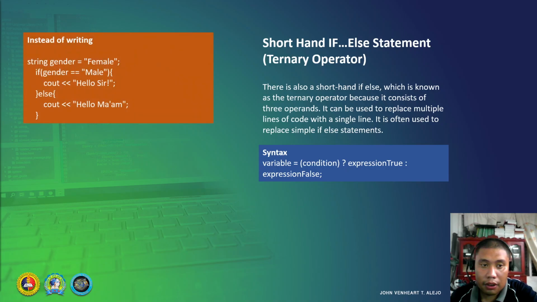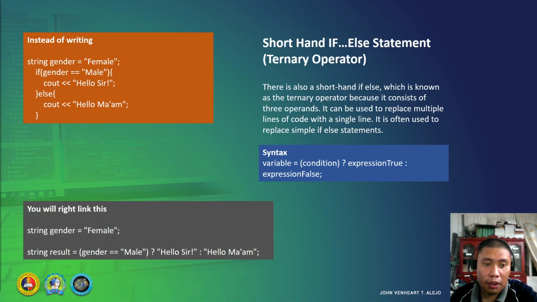Okay, so instead of writing: string variable gender is equal to female, if gender is equal to male, cout hello sir, else hello mom. So on the screen you can see an example of a normal if-else statement. Now we will try to use the shortcut of it by use of a ternary operator.